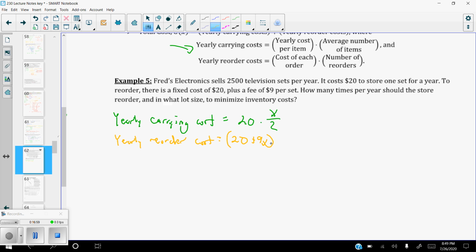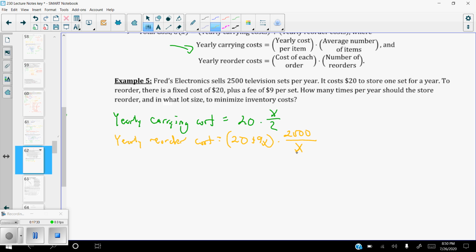Okay, so then we have to multiply that by the number of reorders. Well, we obviously don't know how many reorders we're going to have, but we do know that if we have 2,500 sets per year, we need to divide that by however many sets we're going to have. So it's going to be 2,500 divided by x. So that's going to give us our yearly carrying cost and our yearly reorder cost. So to figure out the whole cost, just add them together.